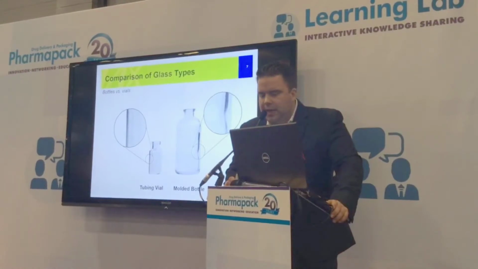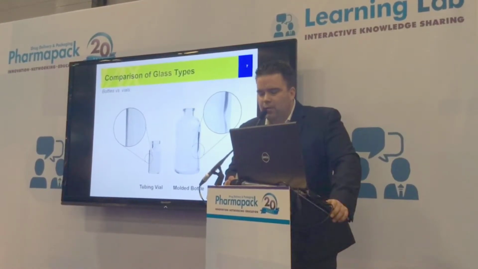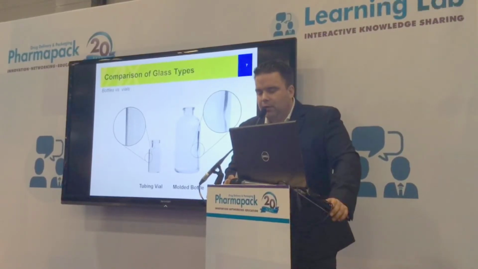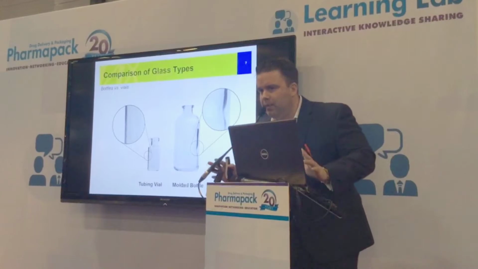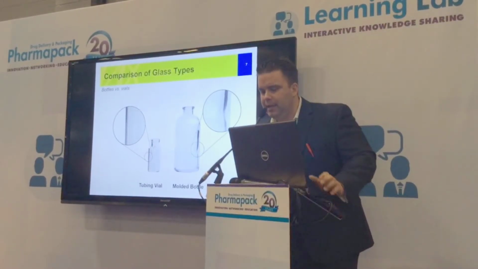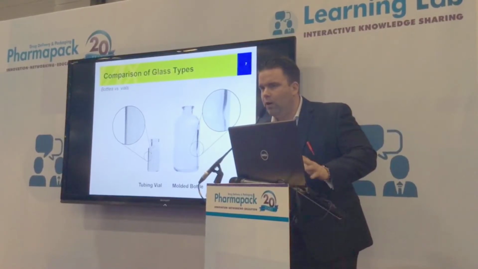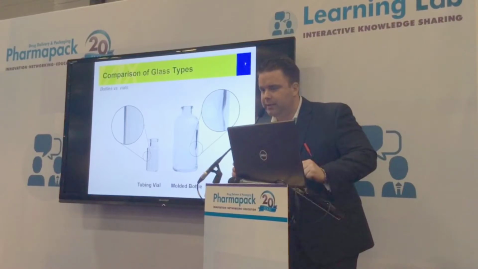Now, in my next slide, what I want to do is give you a visual depiction between the two. On the left, you have a tubular vial. You see it has very straight wall thickness, whereas on the right, you have a molded container where you have a very wavy wall thickness. So again, one is not better than the next. It's very application specific, and the wall appearance of the two is due to the manufacturing process.